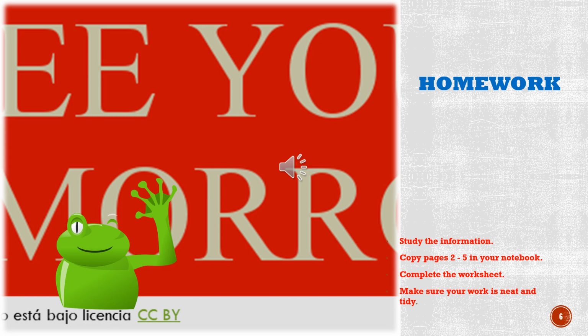Now make sure that when you copy pages 2 through 5 in your notebook, and when you complete the worksheet, your work is neat and tidy.